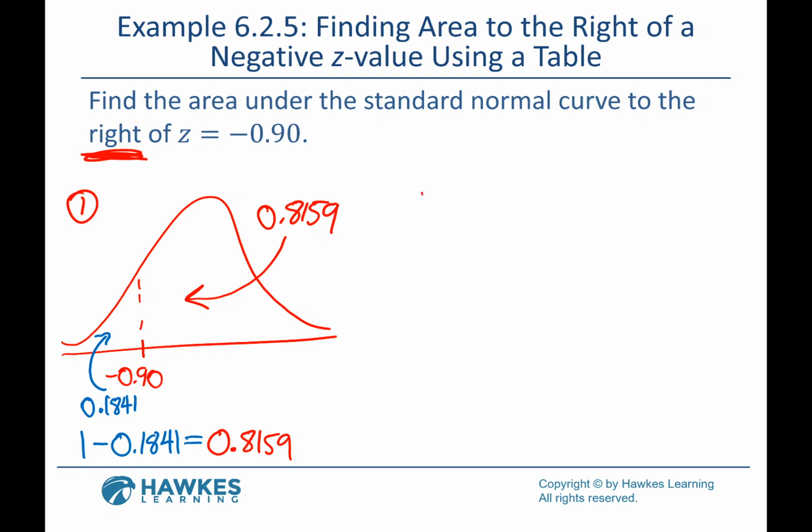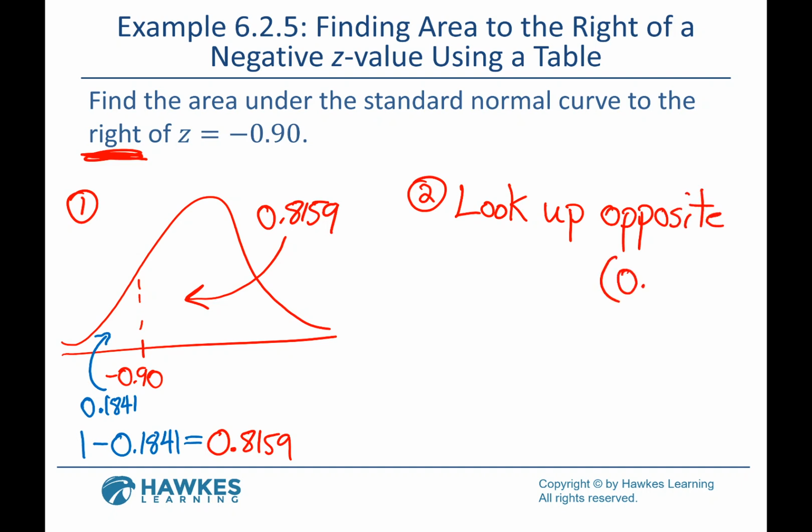Okay. Option two, we can look up the opposite. In this case it is positive 0.90. If we look at positive 0.90, hopefully we get the same thing. Yeah, we do, we get 0.8159. Okay. So either way works.